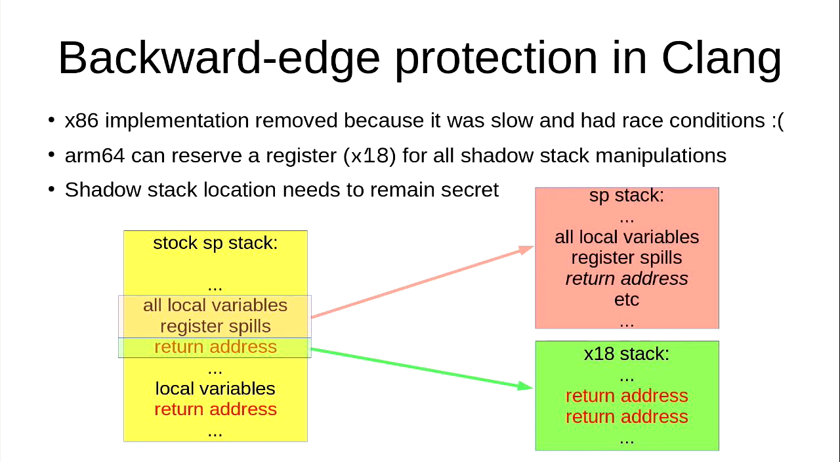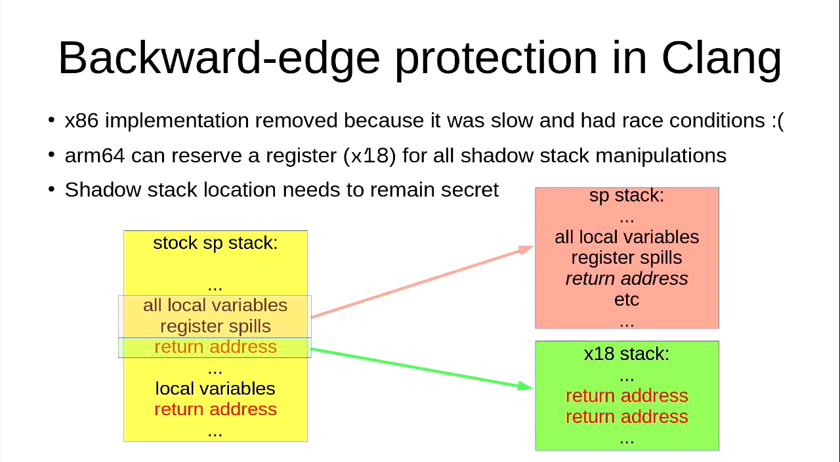Unfortunately, the x86 implementation of this was slow and had race conditions, so it was removed from Clang. So there isn't a very good solution on x86 for backward edge CFI protection in software. ARM64 is a little bit better. You can reserve a single register, x18, that never gets spilled out to the stack. You avoid having memory exposure risks, and you have a separate stack. And you only ever put your return addresses there. And I'll get to showing what that looks like.